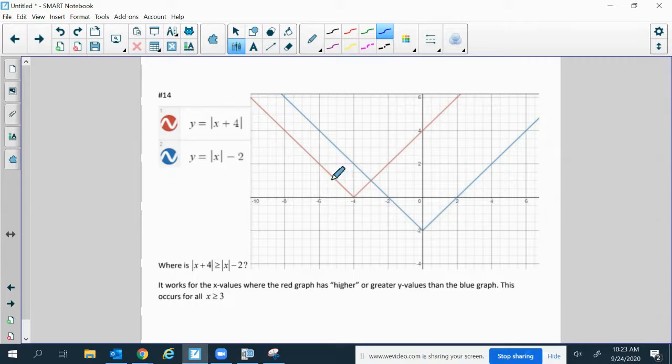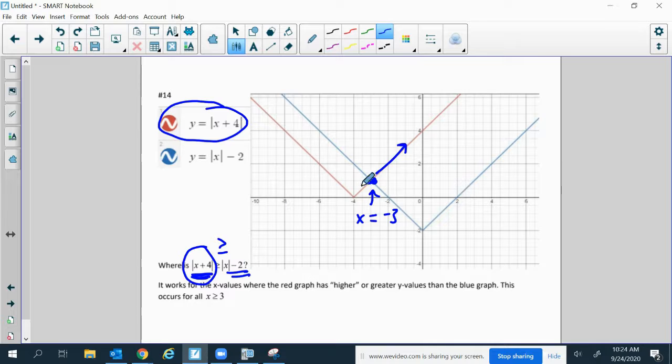But if we look at the graph, it also makes sense. We're trying to figure out where absolute value of x plus 4 is greater than or equal to absolute value of x minus 2. And that happens when this red graph is higher than the blue graph. So notice they intersect at x equals -3. And then the red graph is higher from then on. It has greater y values than the blue graph, which means that this value is going to be greater than or equal to this value every time after this intersection, which would be -3 to infinity.